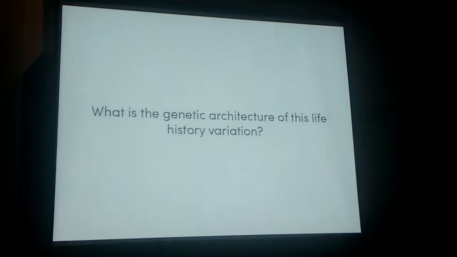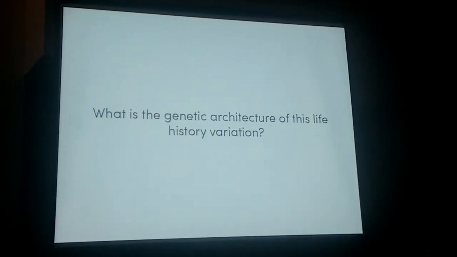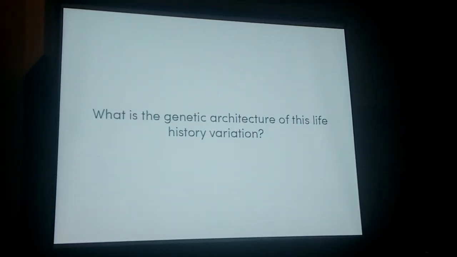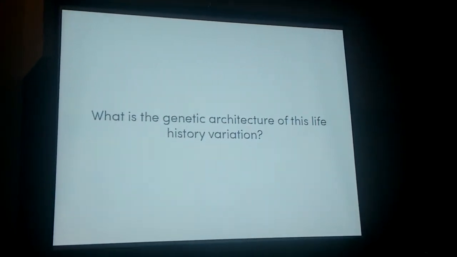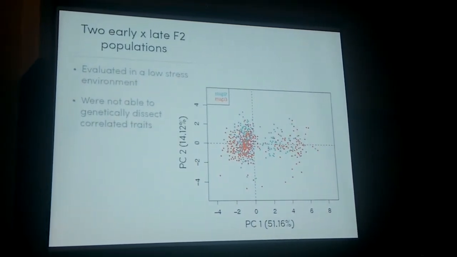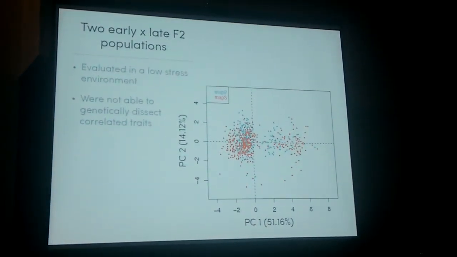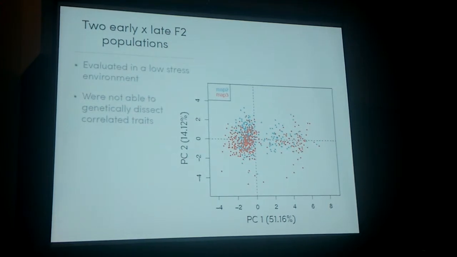So the typical next question in my field is to ask this. What's the genetic architecture of this life history variation? So potentially it's contributing to reproductive isolation. Maybe you want to know what the genetic basis of it is. So I did this using two replicate F2 mapping populations that were across two separate regions.